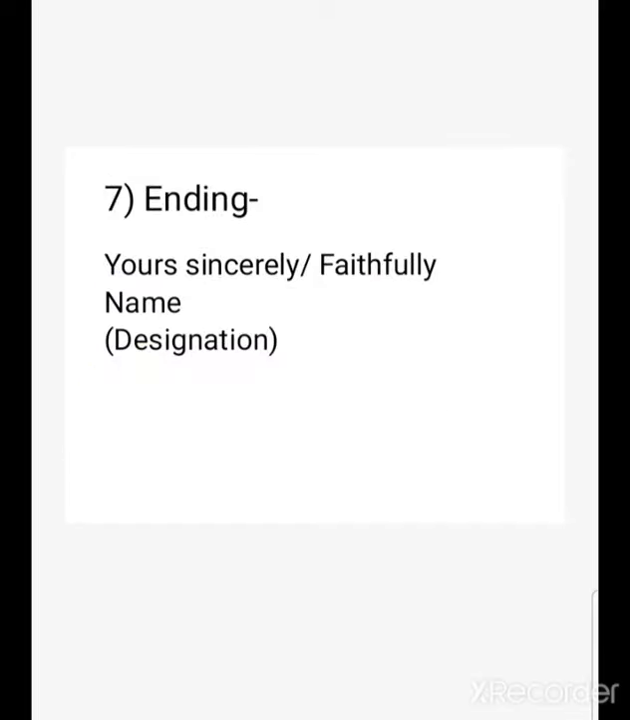The seventh one is the ending. At last the ending is there, and in that ending there will be a closing salutation. It should be written respectfully, such as yours sincerely or faithfully or truly, whatever it is. After that, write your name, and if there is any designation, that must also be written in brackets. So I hope you have understood the format of this formal letter.